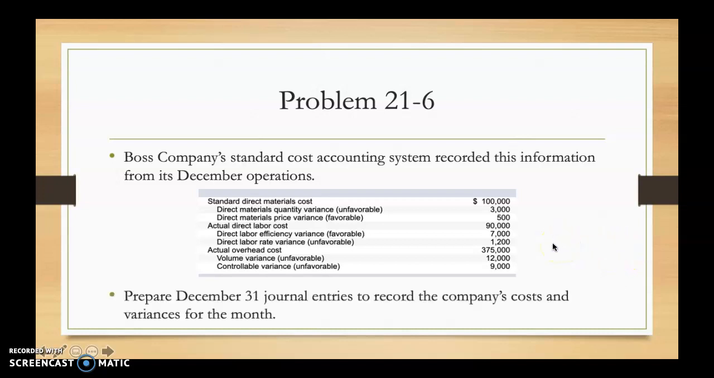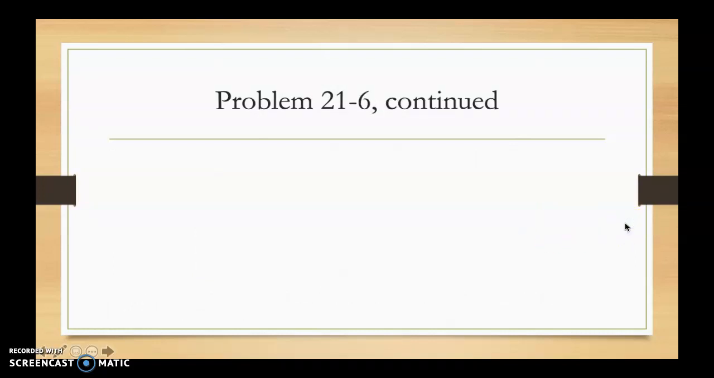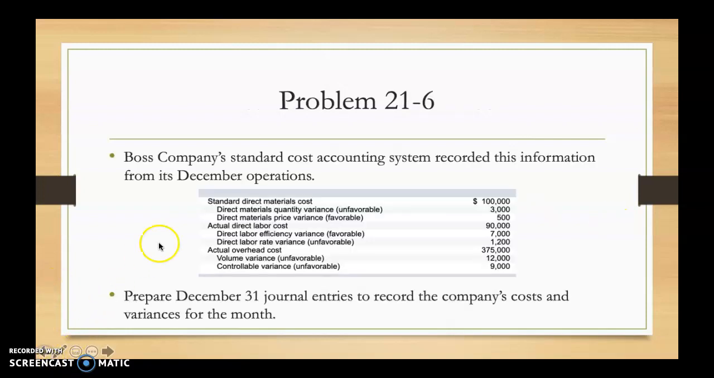And the problem wants us to prepare the December 31st journal entries to record the company's costs and variances for the month. So let me go back real quick, but we're going to have 3 journal entries. One for, you can kind of see these are indented here, so for standard direct materials cost down to direct materials price variance, another one for actual direct labor cost down to direct labor rate variance, and then a third one for actual overhead cost down to controllable variance.